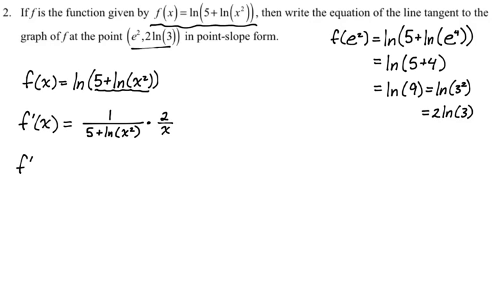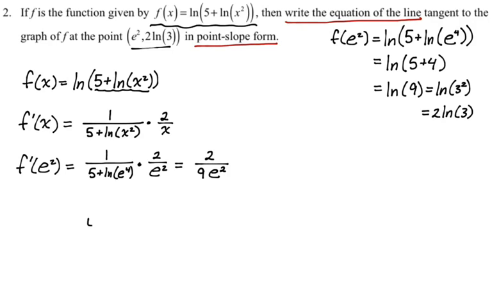Now we're going to sub in. So we're subbing e squared. So f prime of e squared is 1 over 5 plus the natural log of e to the fourth, times 2 over e squared. Natural log of e to the fourth is 4 natural log of e, which is just 4 times 1, so 4. So I get 2 over 9 e squared. And then point slope form is what we're looking for. So y minus 2 natural log of 3 is 2 over 9 e squared times x minus e squared.